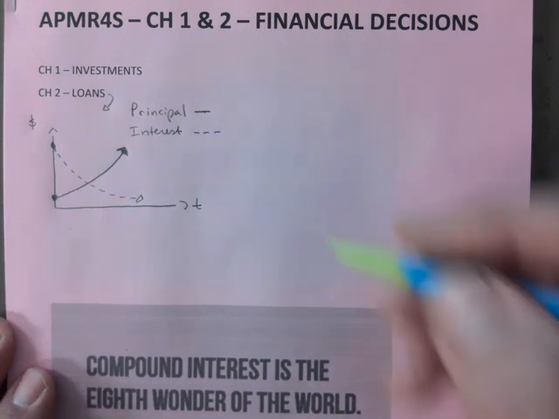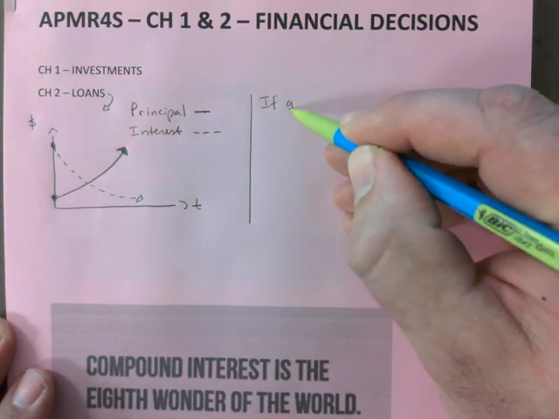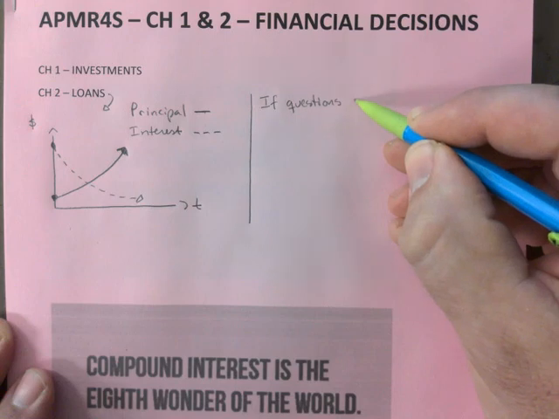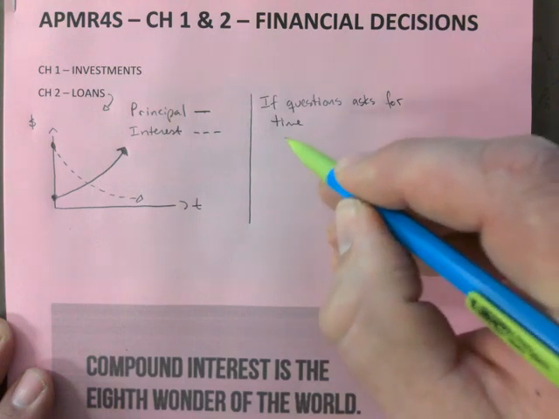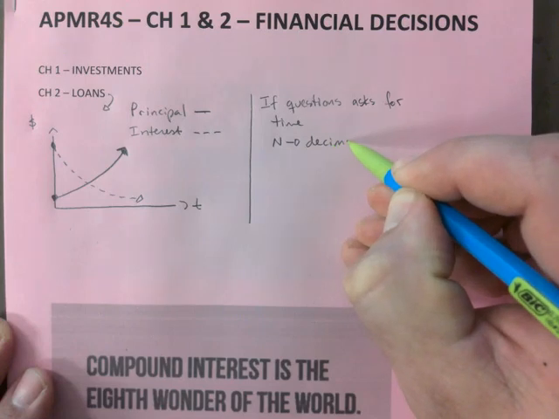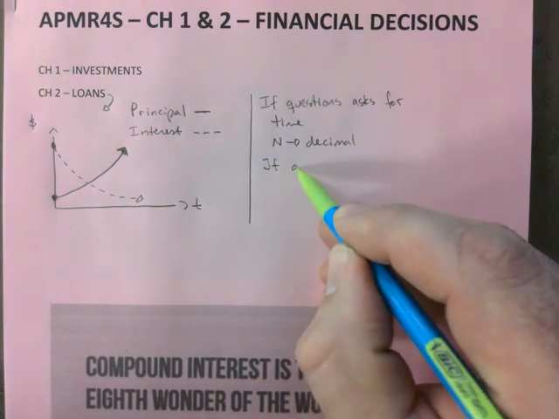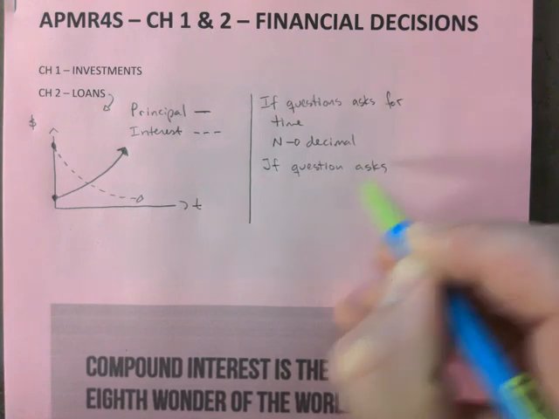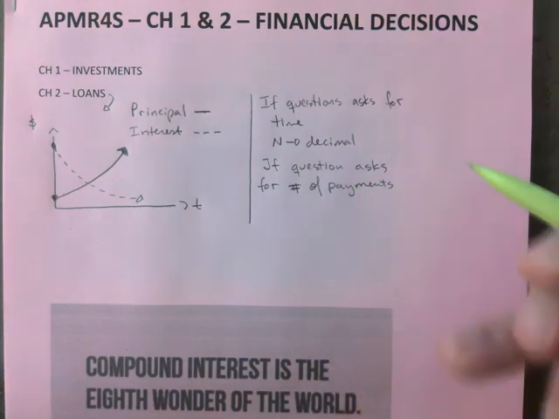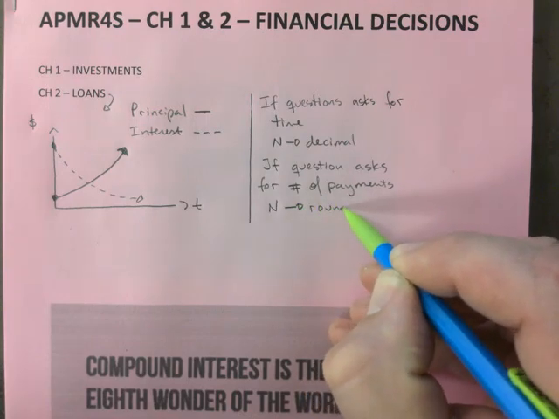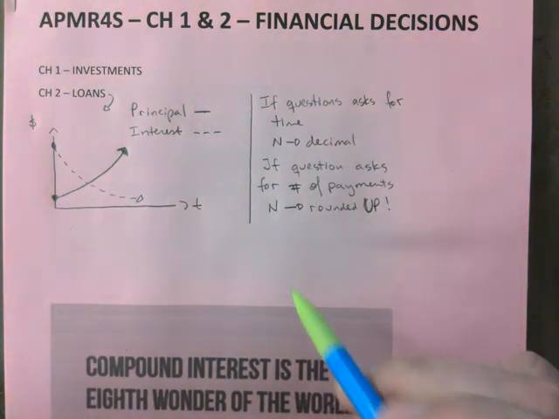The other one was, I'm just going to make a line here. If the question asks for time, n can be a decimal. Decimal answer. If the question asks for number of payments, then n needs to be rounded up. Okay, that's another food for thought there.